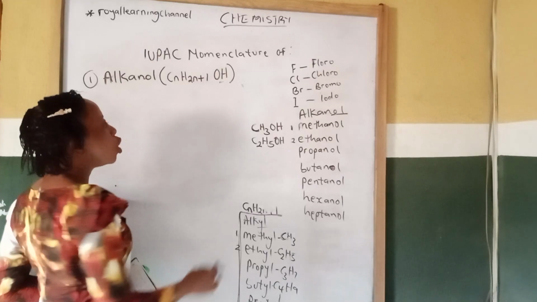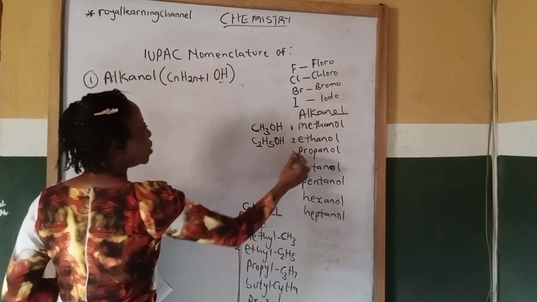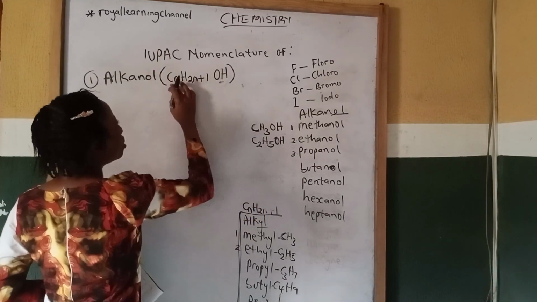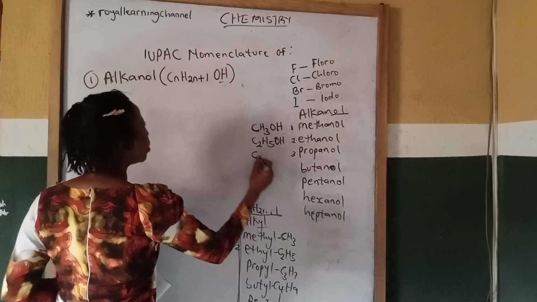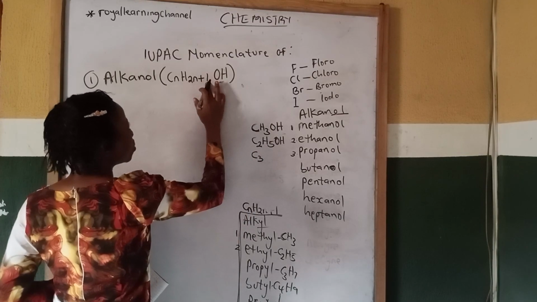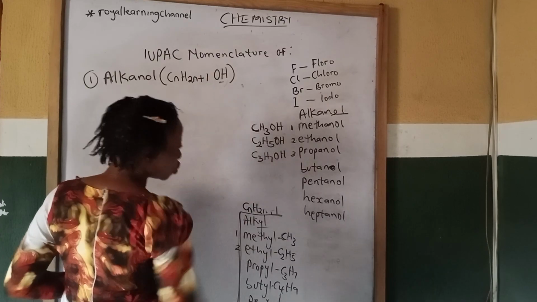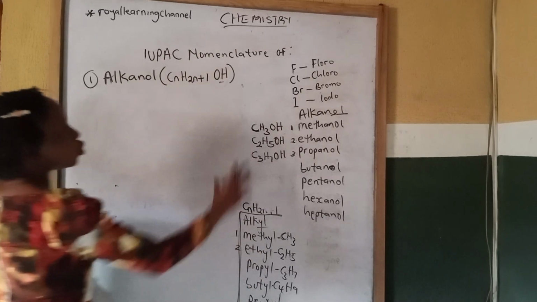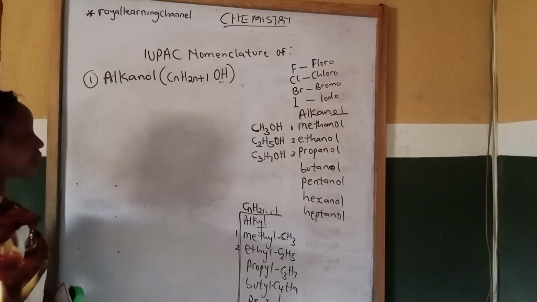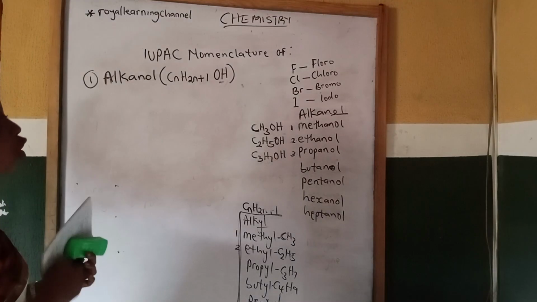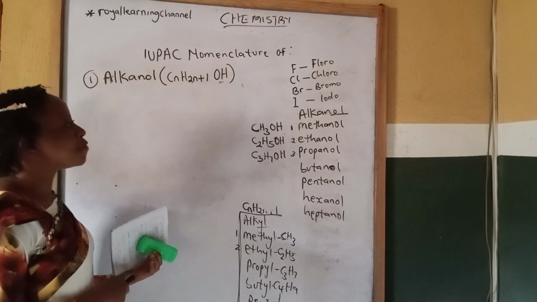For propanol, my n will be 3. So C times 3 will give me C3. 2 times 3 will give me 6, plus 1. That is 7. So then you add OH. So like that. Now, these are the molecular formulas for the first 3 members. Now, let's see how we are going to draw their structural formula.